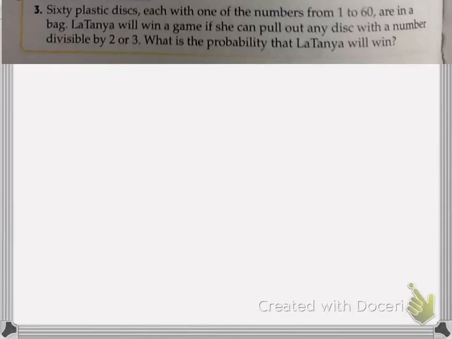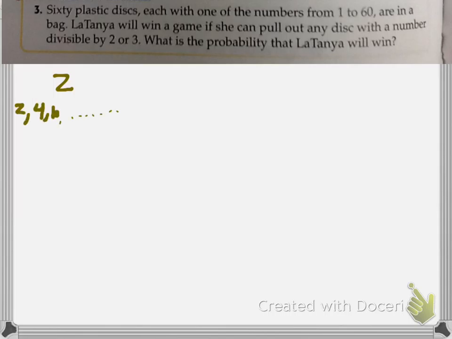Okay, since this problem deals with or, we have to add probabilities. So we're going to take the probability that she pulls out a disk divisible by 2, and then we're going to add the probability that she pulls out a disk divisible by 3, and then we're going to subtract any disks that were divisible by both 2 and 3. That's the plan. So we're going to start with disks that were divisible by 2. Those are the even numbers.